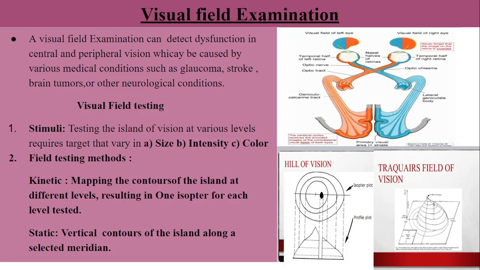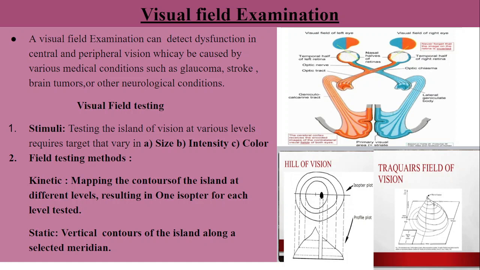Field testing methods: kinetic testing. Under kinetic testing, this method involves moving a target from a non-seeing area into a seeing area and then out again. This maps the contour of the visual field at different levels, resulting in one isopter for each level tested.